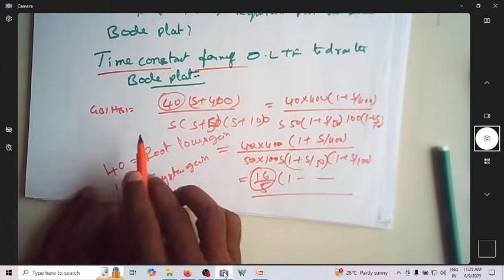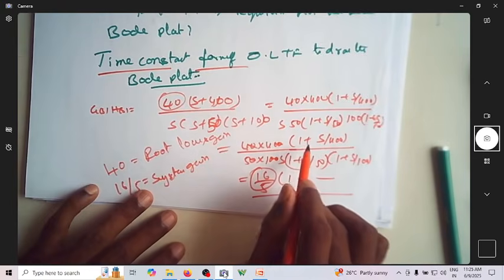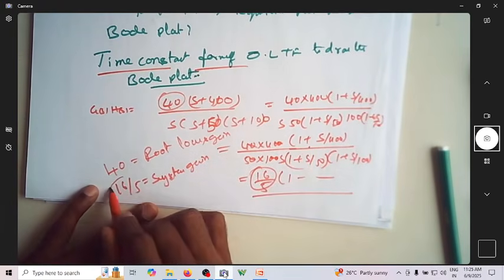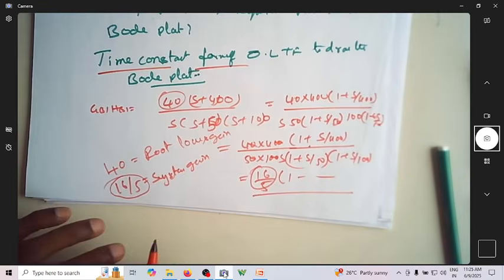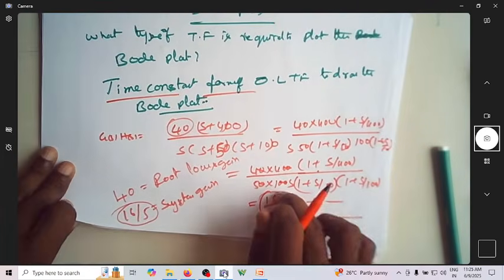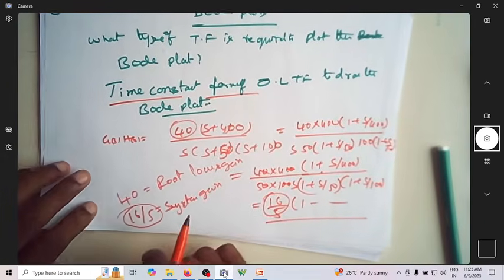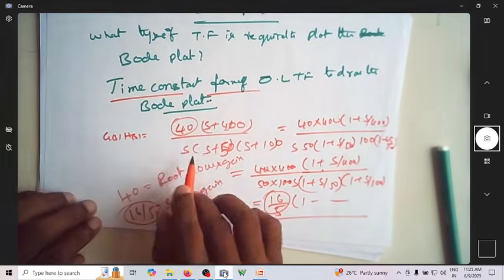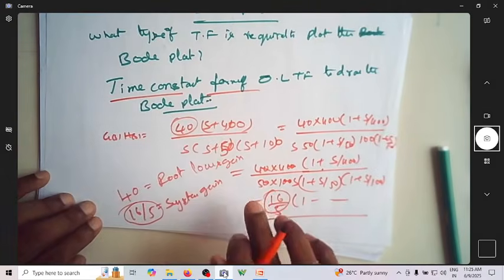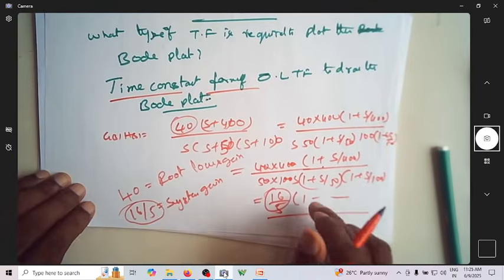So this is the difference. I should bring this into time constant form, which will yield the system gain of the open loop transfer function. From pole zero form, you should bring it to time constant form. If it is already in time constant form, then you can proceed.